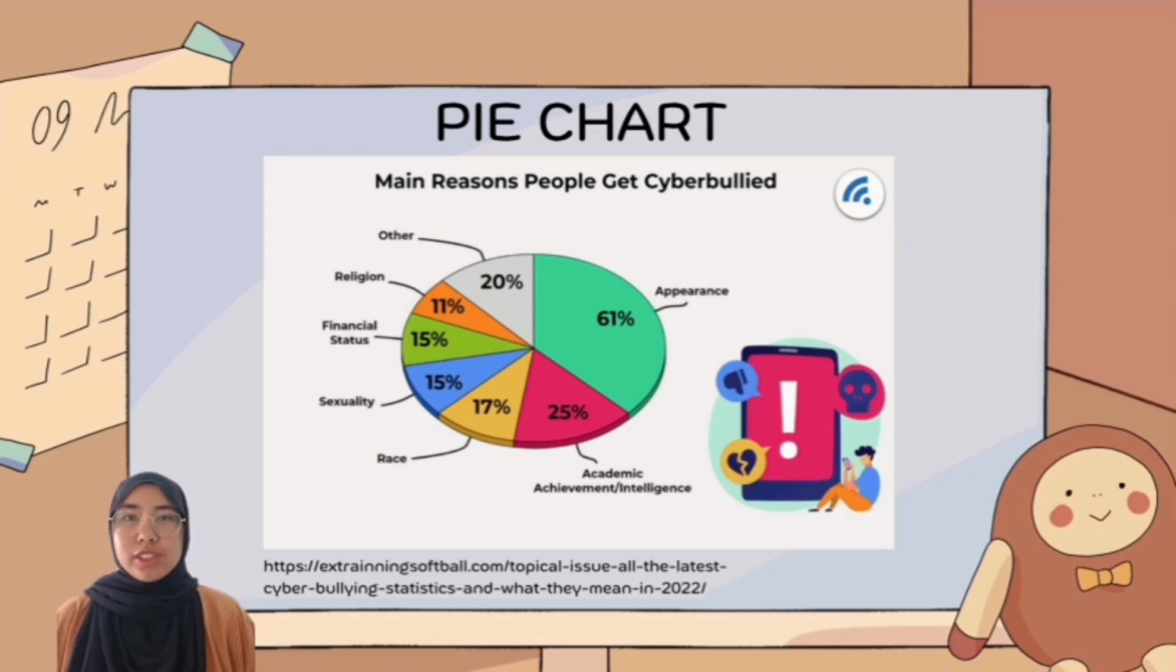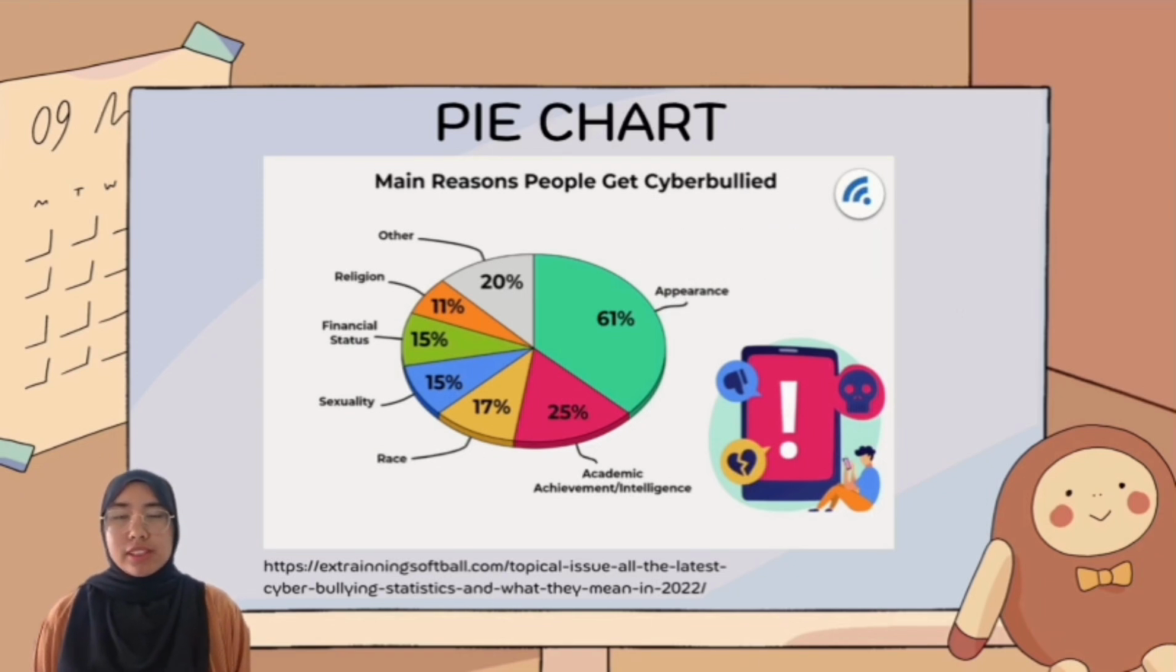The diagram shows the main reasons why people are cyberbullied. There are 7 reasons, which are appearance, academic achievement or intelligence, race, sexuality, financial status, religion, and others. Now, I will be explaining about the features of the chart.